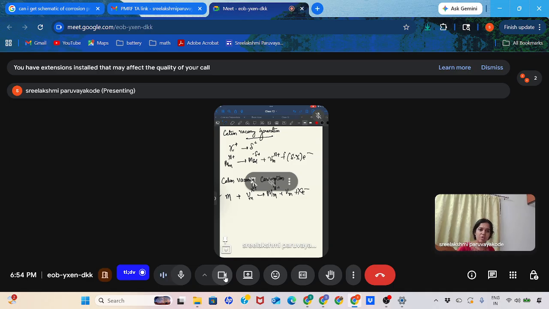So till now we were talking about cation vacancy creation, vacancy consumption, vacancy generation, etc. Now let's consider the case of anion vacancy. What is happening here is the metal atom which is near the metal.